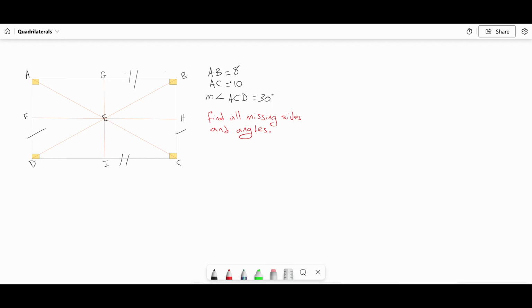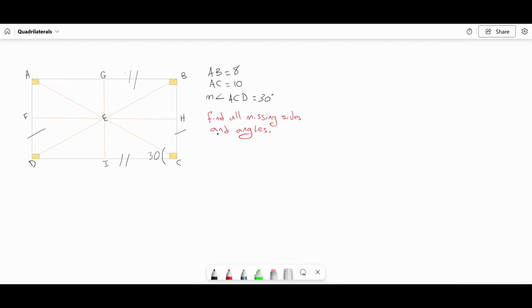Now, as part of the problem, we are being given side AB. Side AB equals 8, and AC, this diagonal, AC is equal to 10. And we have the measure of angle ACD, this angle here, is 30 degrees. Find all missing sides and angles.